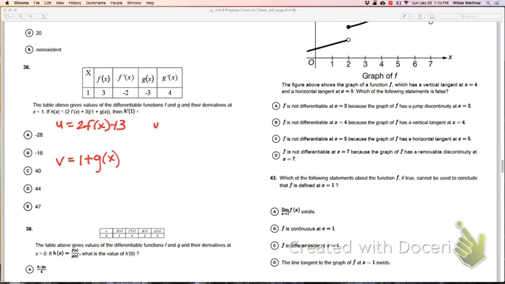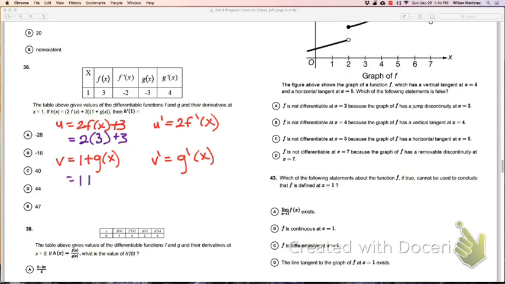So when I take the derivative of u, because 2 is a constant multiple, it just tags along for the ride, so it's just 2 times f prime of x. Now 3 has a derivative of 0, so I don't need to worry about that. And then v prime, the derivative of 1 is 0, and then g prime of x. So if I'm trying to evaluate this at x equals 1, then I'm going to go ahead and evaluate that now. So for this first one, it would be 2 times some number plus 3. So if I want to know what f of 1 is, I would come up here to the chart, and I would say, okay, f of 1 is equal to 3. So I'm going to plug in a 3 right there.